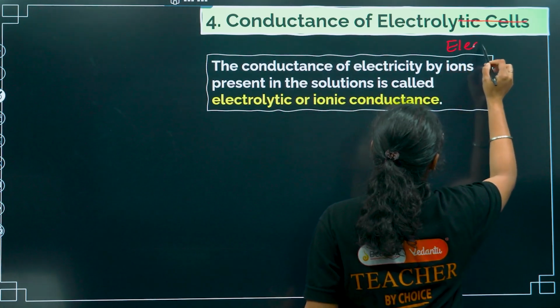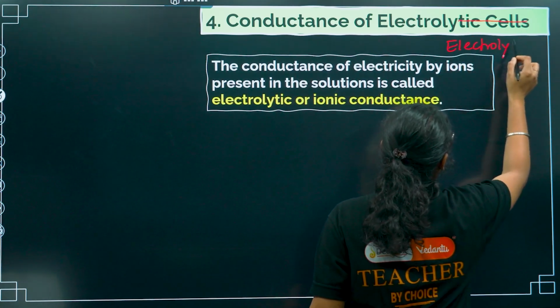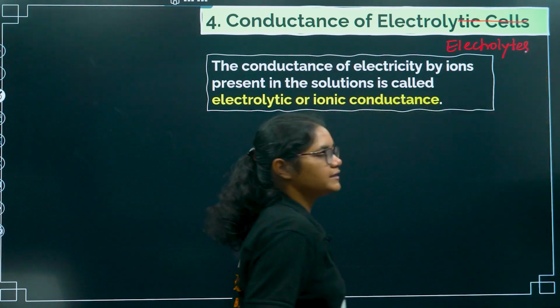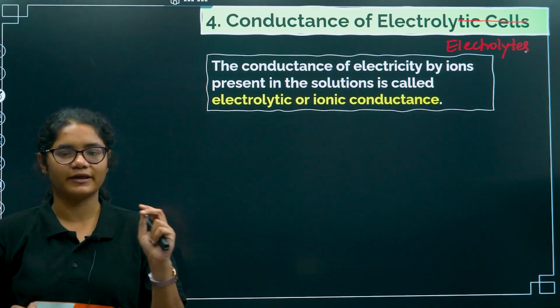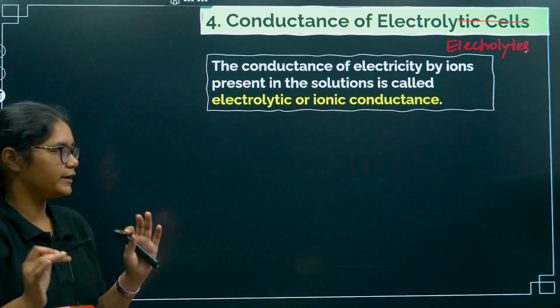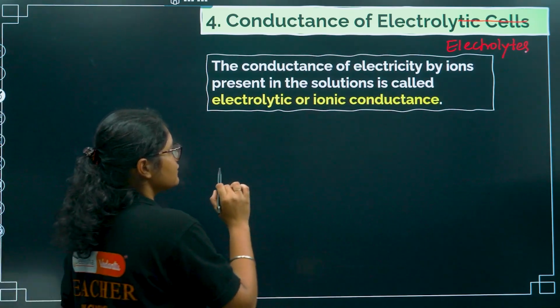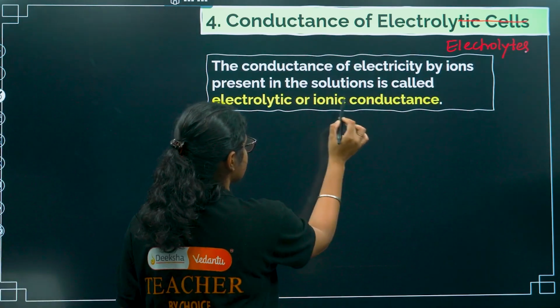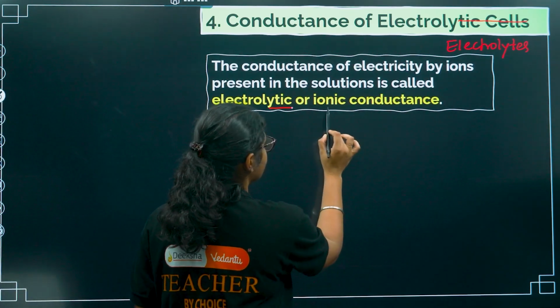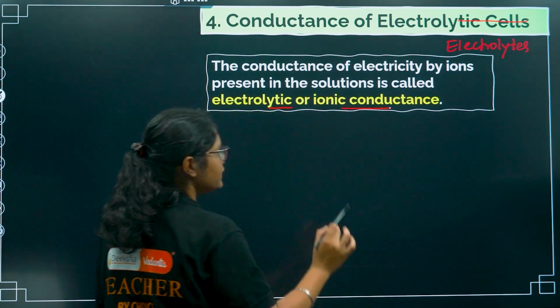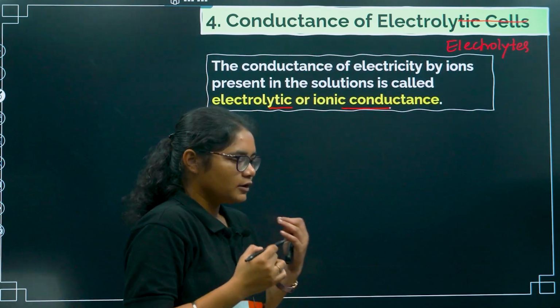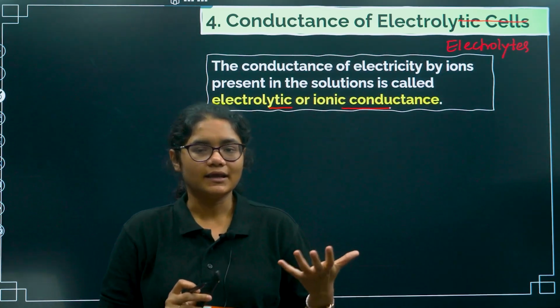Conductance of electrolytes. Okay, is it visible? Conductance of electrolytes. Now what are electrolytes? The conductance of electricity by ions present in the solution is called electrolytic or ionic conductance. So what have we generally studied about metallic conductors?